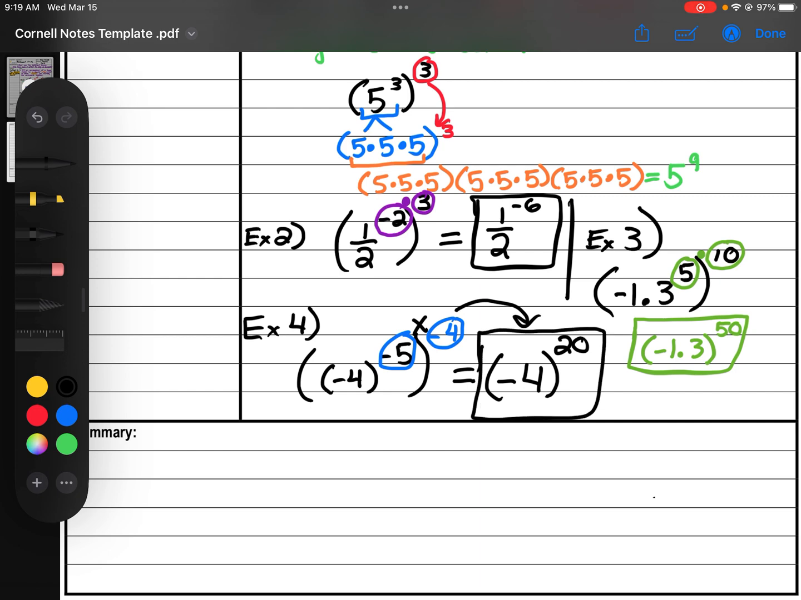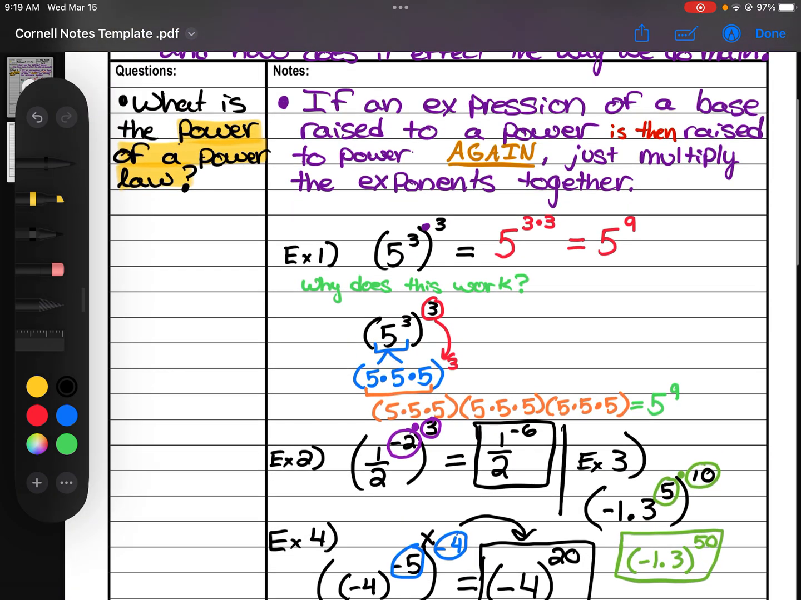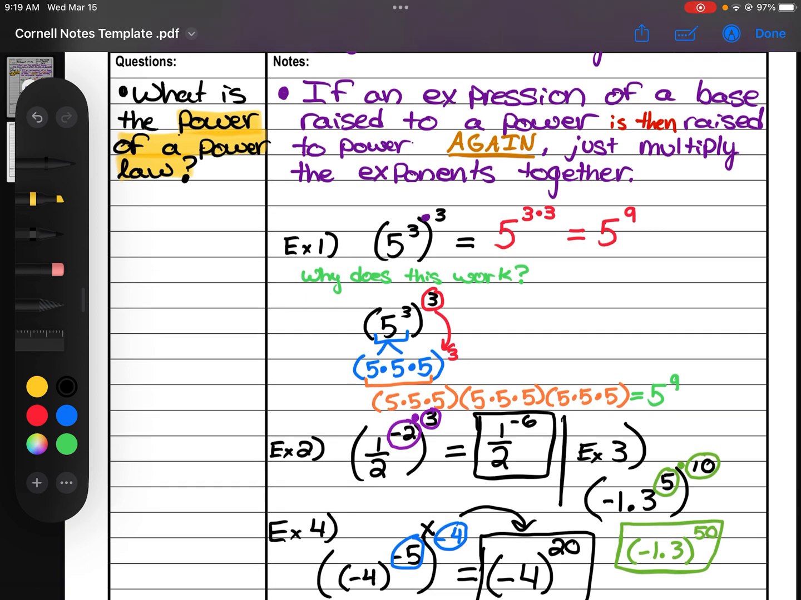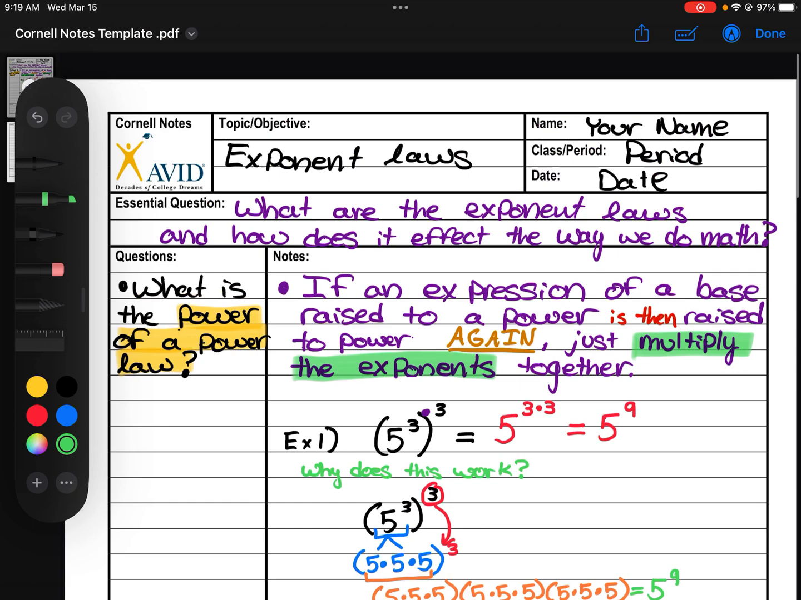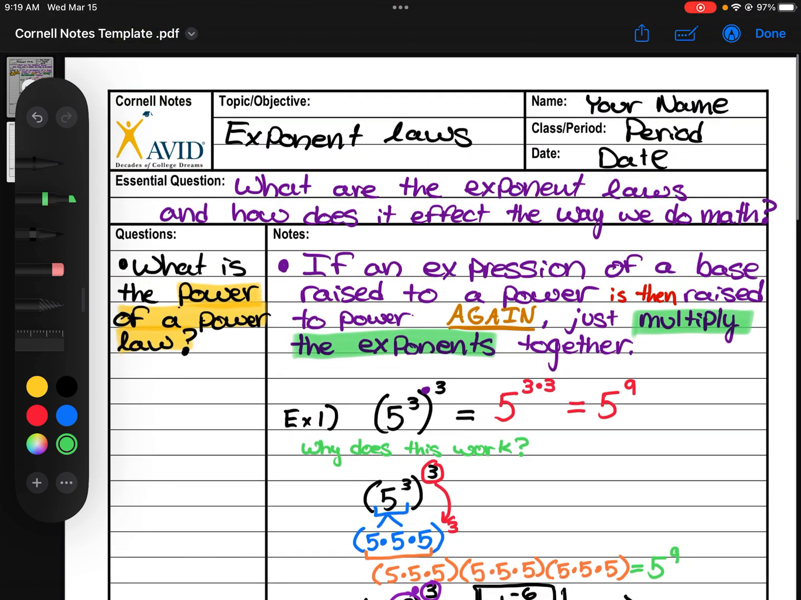So I hope you understand a little bit more about taking a power to a power, and just remember the fact that when you take a power to a power, all you're doing is multiplying the exponents. Matter of fact, I want you to go ahead and highlight that up here. Multiply the exponents.